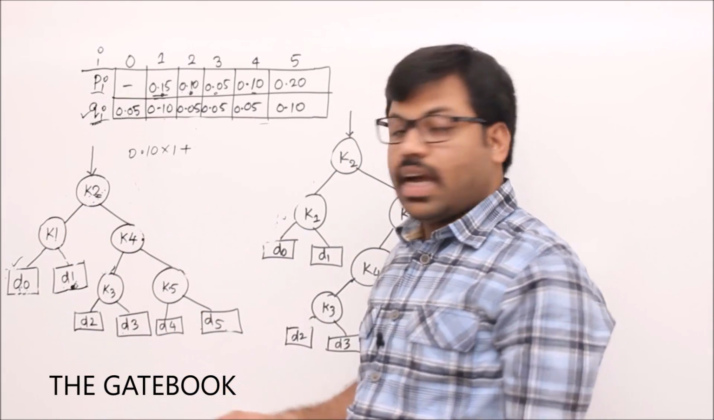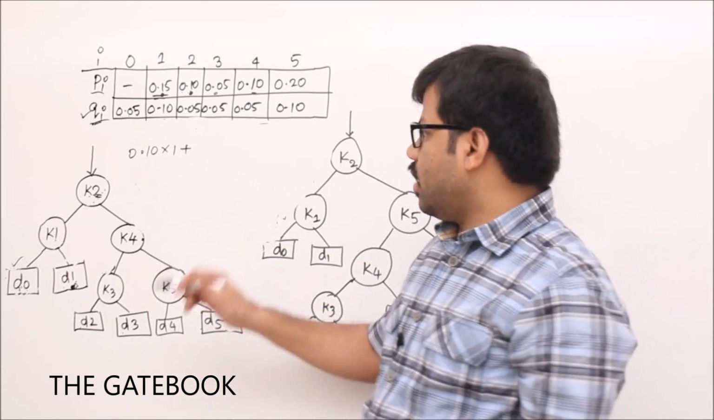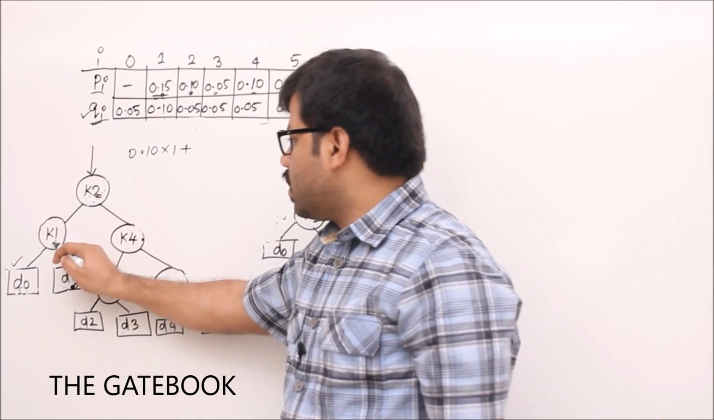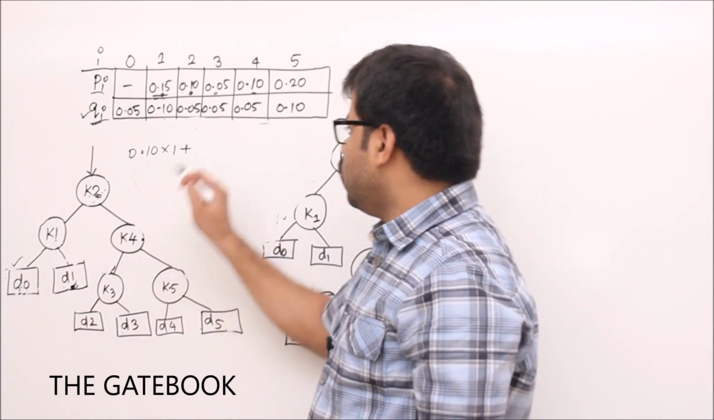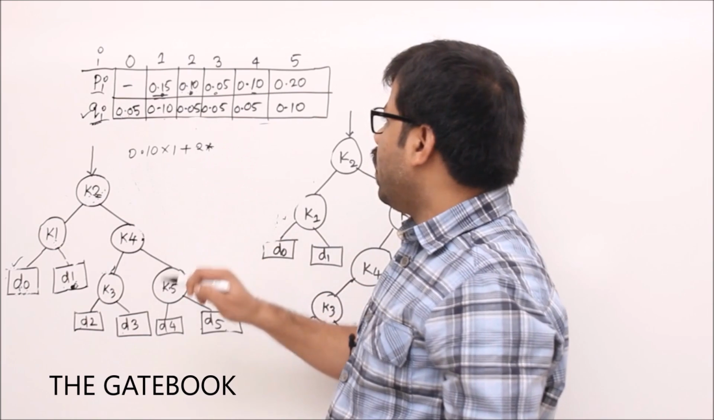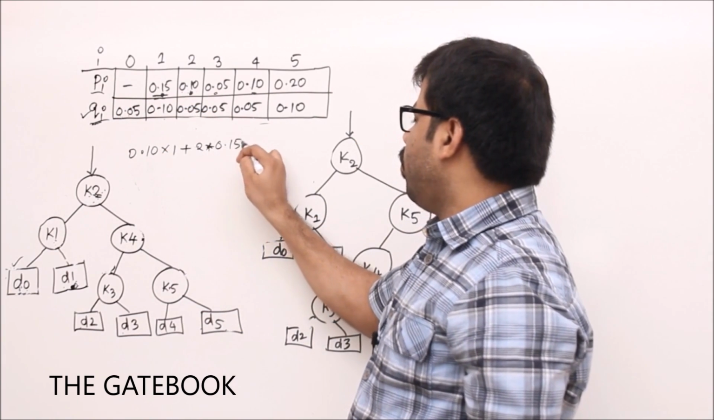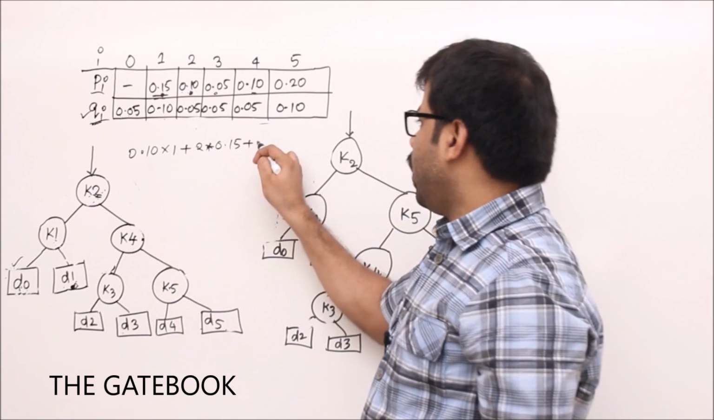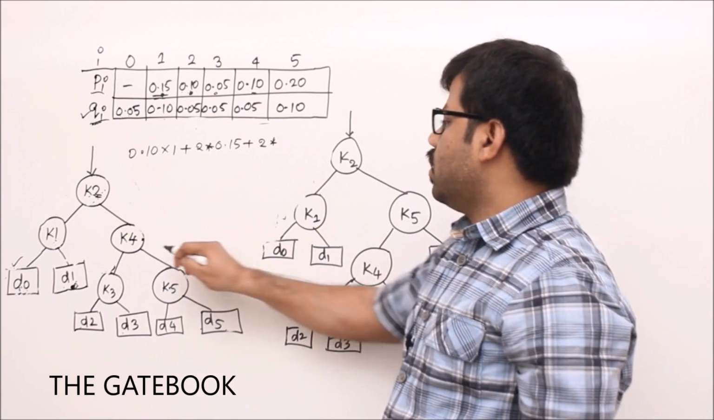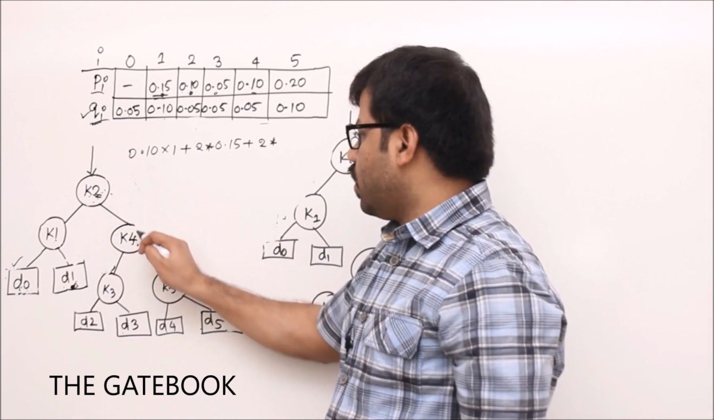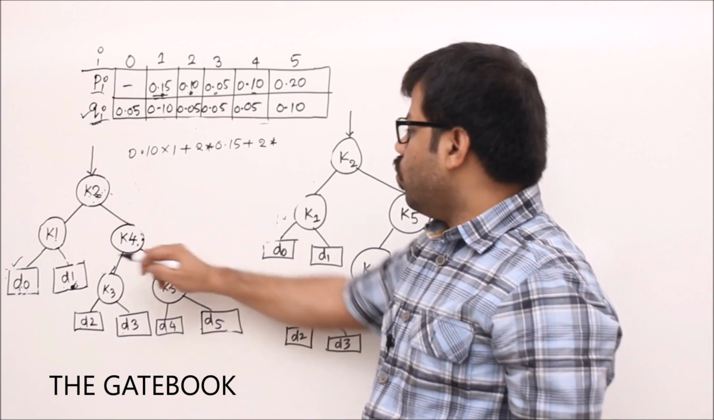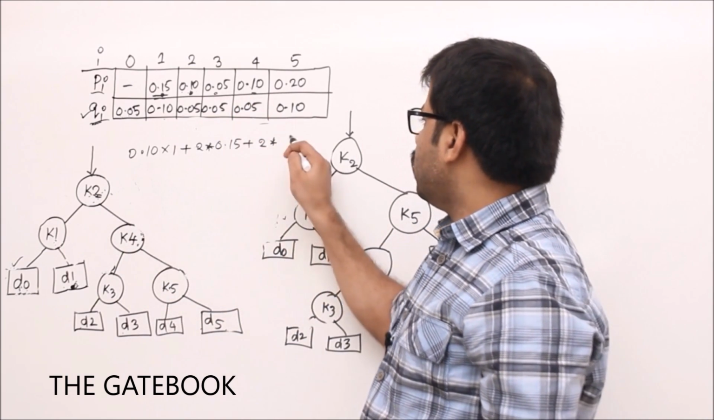Search cost of this tree or penalty, both are the same. That is nothing but 0.10 into 1, plus k1's penalty is 2, but what is the frequency? Frequency of k1, you see the table, 0.15, plus k4's penalty 2, because to search for it we have to come here, after that here. Then into, what is the frequency of k4?